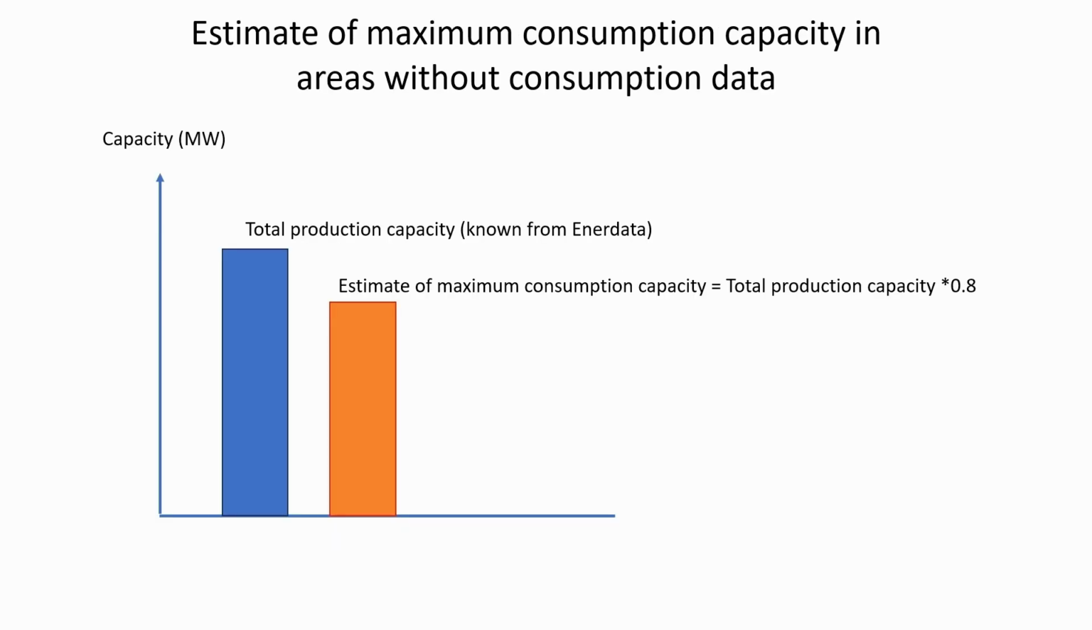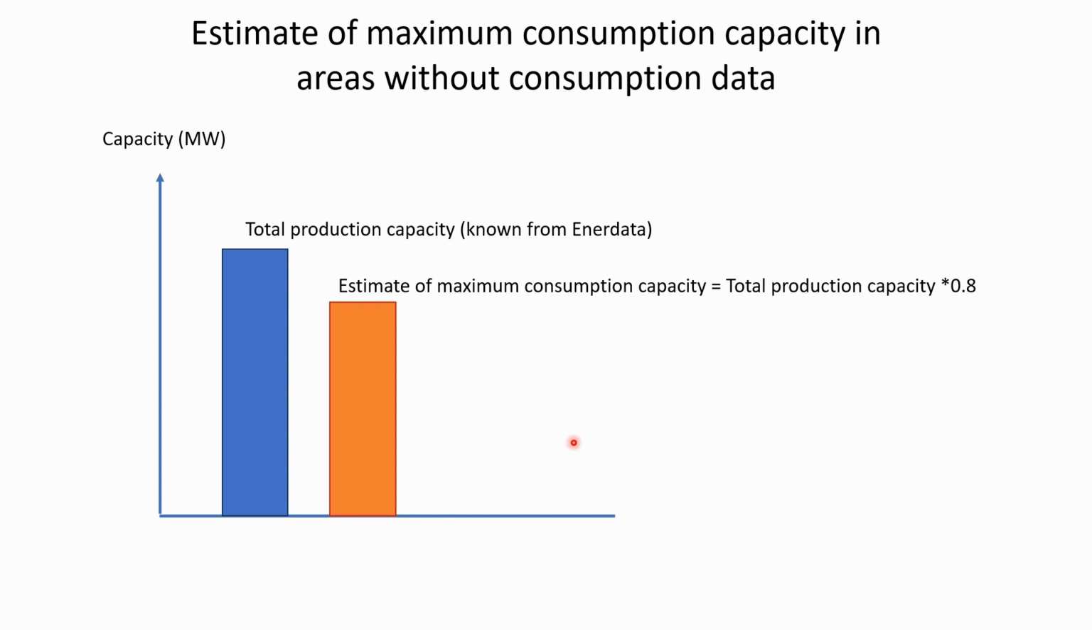If you, for instance, want to make a market analysis for a country where you don't know the yearly maximum demand, but you have data for production units, you have bought these from Enerdata or from Platts, then you can make an estimate of the demand. And this estimate is based on the fact that normally, in order to have a well-functioning electricity system, you need 20% of reserve capacity in the system.